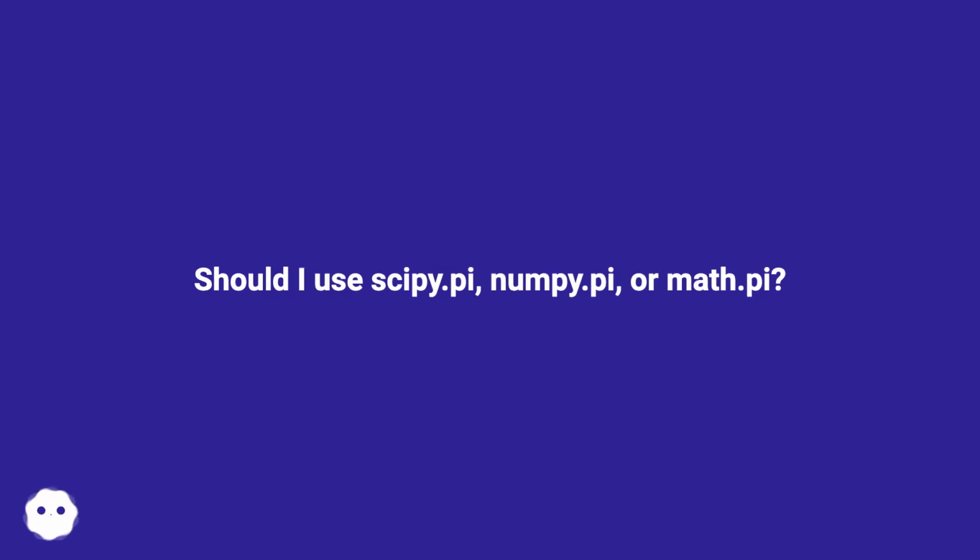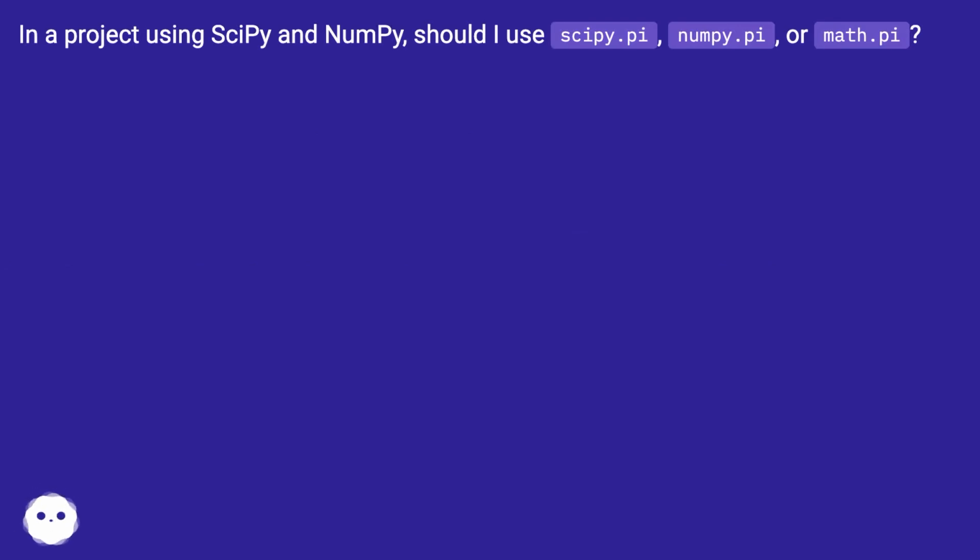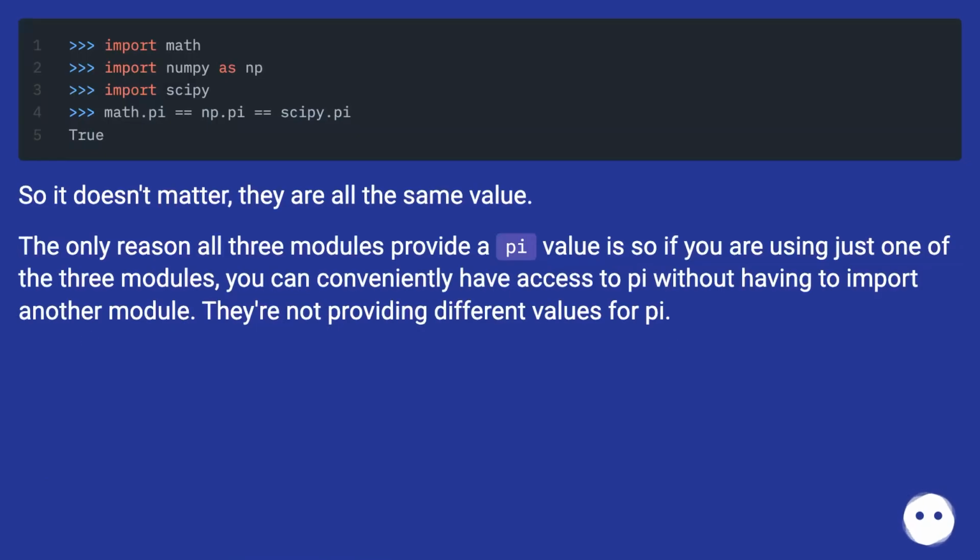Should I use scipy.pi, numpy.pi, or math.pi? In a project using SciPy and NumPy, should I use scipy.pi, numpy.pi, or math.pi? So it doesn't matter, they are all the same value.